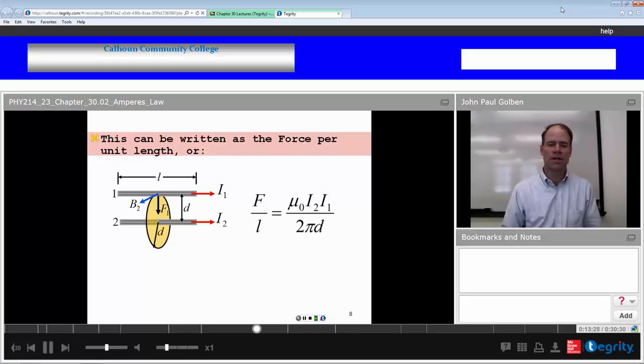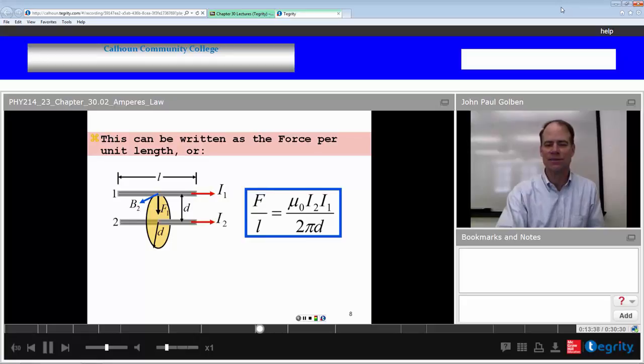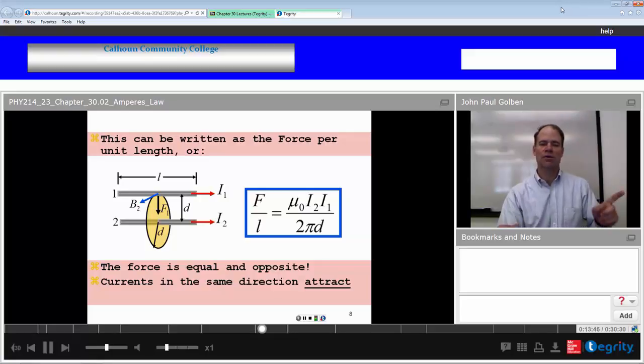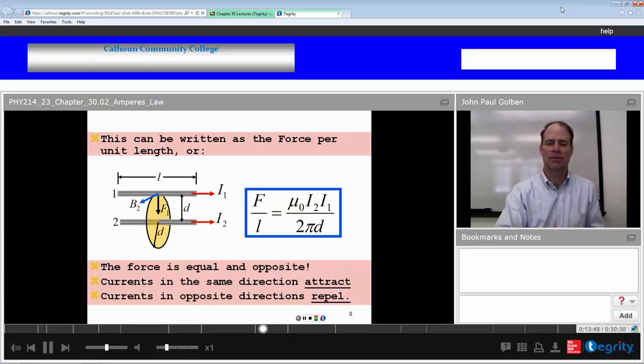The force per length then is going to be equal to mu naught I1 times I2 over 2 pi d, where d is the distance between the wires. It's an attractive force, equal and opposite, if the currents are in the same direction. If the currents were to go in the opposite direction, then we'd have a repulsive force, equal and opposite.